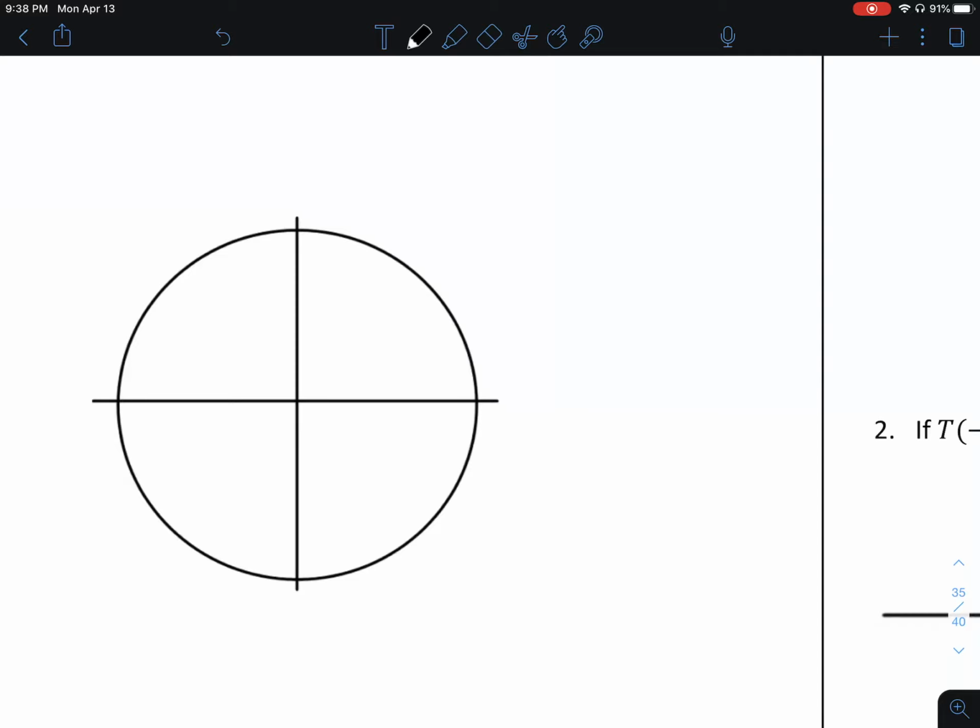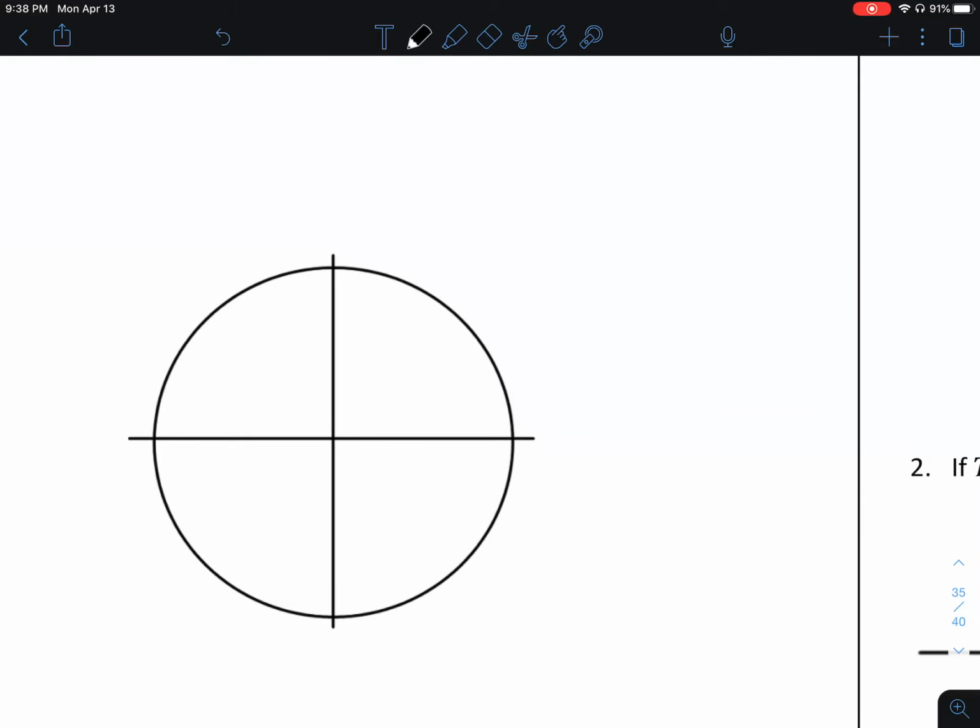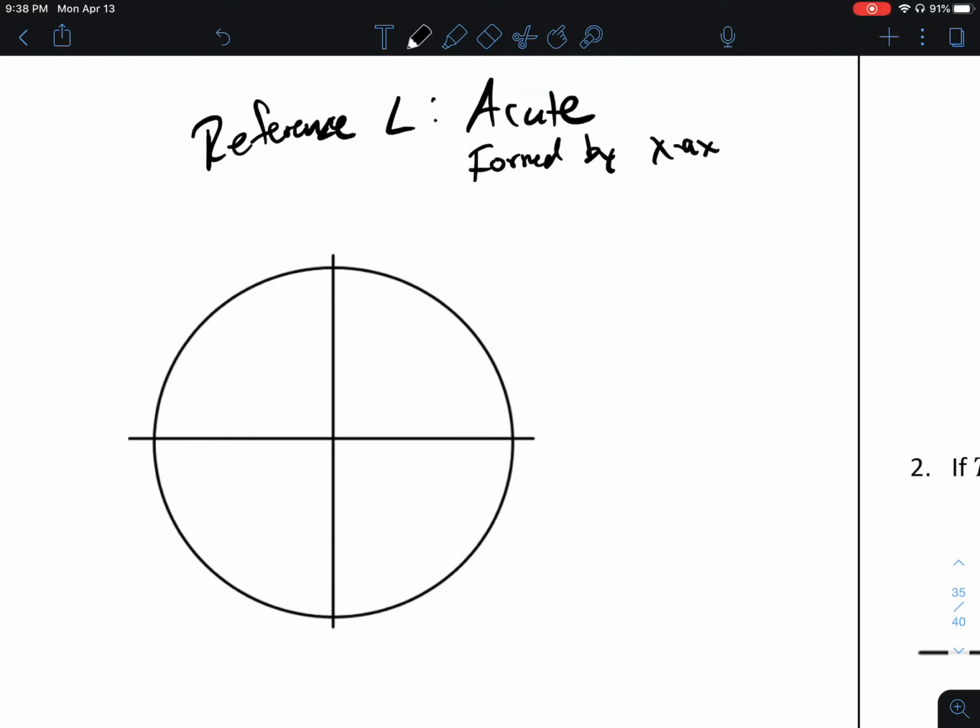Let's focus on this. Let's say this is just a random circle whose center is at the origin. It doesn't have to be a unit circle. We are going to focus on a reference angle. Let me define that for you. A reference angle is acute, and it's formed by the x-axis and the terminal side of an angle. So for example, if I have the terminal side end up being here, what is a reference angle?